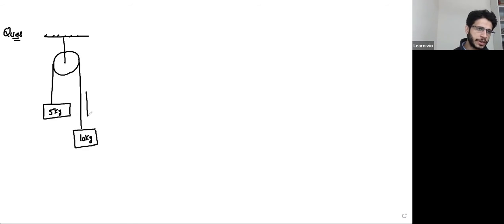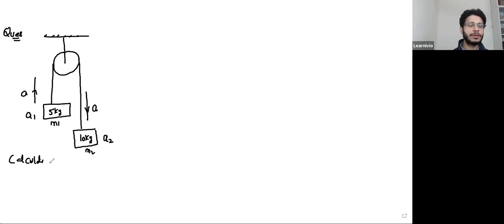So this mass is moving downwards with an acceleration A. This one is moving upwards with the same acceleration, but directions are opposite. So if you're taking downwards as positive, then upwards would be negative direction. In a system, you have two particles, a particle of mass 5 kg and another particle of mass 10 kg. I'm saying this acceleration is A1 and this acceleration is A2. This particle is of mass M1, this is of mass M2.